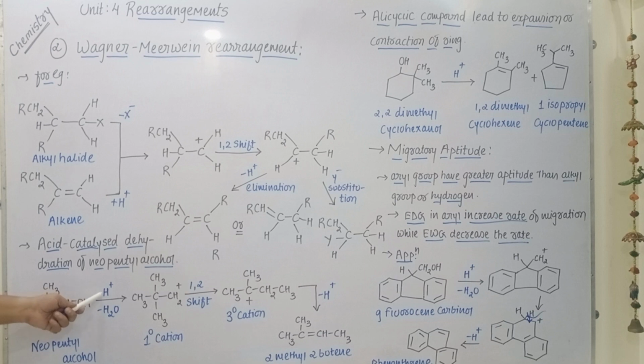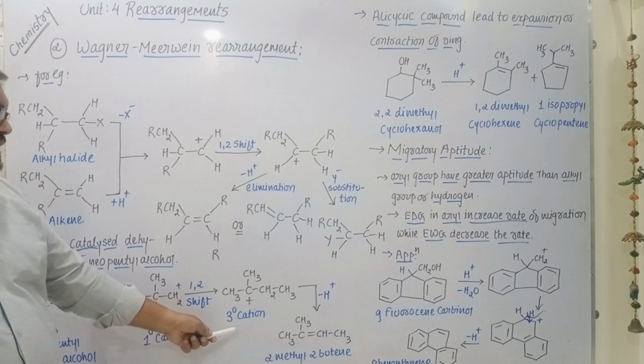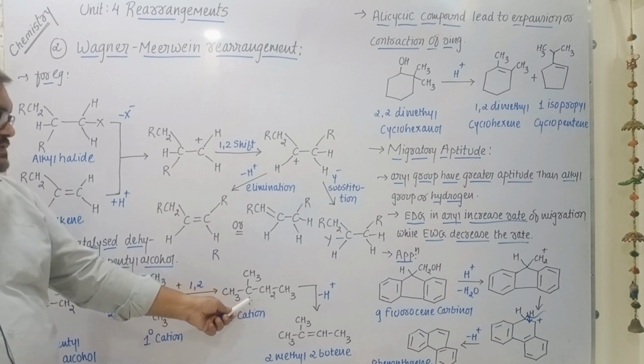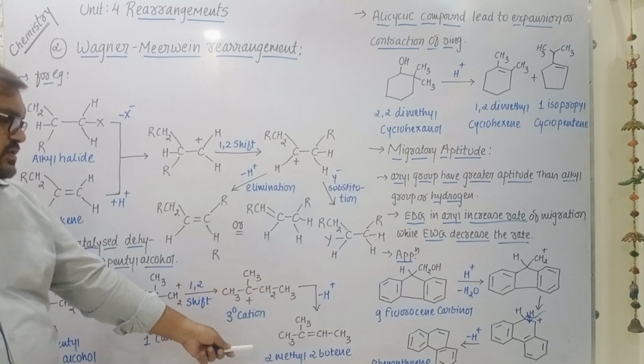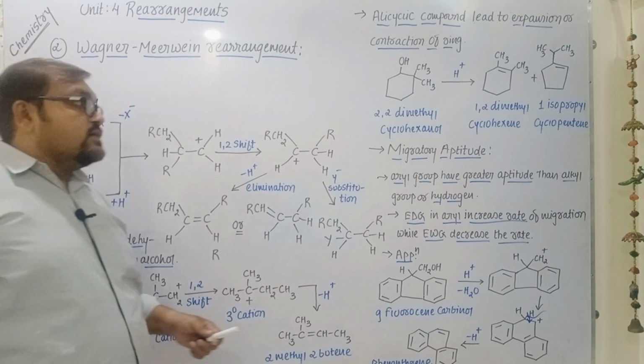So when we add acid, what will happen? This will become OH2+, O will get a positive charge. So after loss of H2O, this will give a primary cation, which will undergo a 1,2 alkyl shift to give a tertiary cation, which is more stable as we know, right? And this will undergo loss of H+ to give our desired alkene, that is 2-methyl-2-butene, as the product.